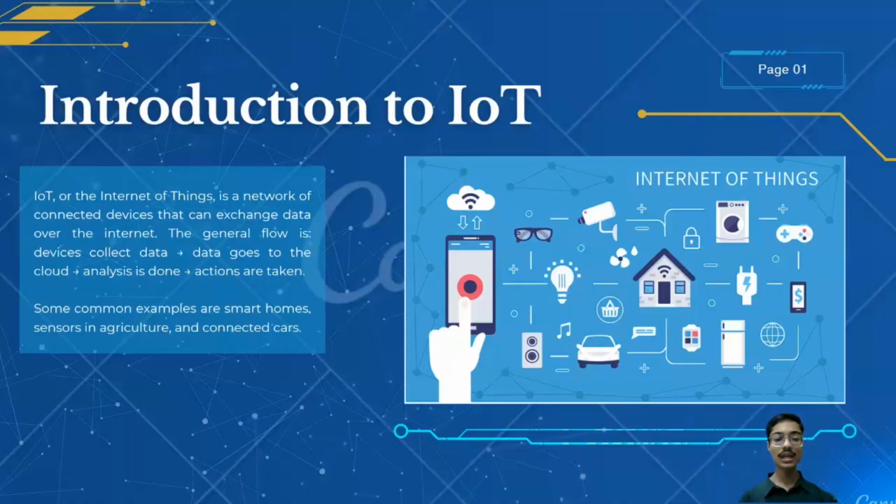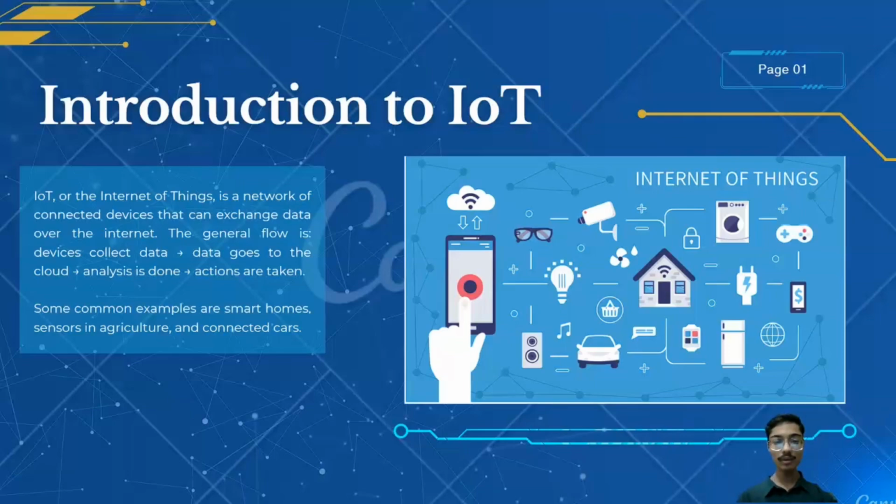For example, in a smart home, if a temperature sensor detects the room is too hot, it can send data to the cloud and the air conditioner will turn on automatically. In agriculture, sensors in the soil can send data about moisture level and the farmer can know exactly when to water their crops. So IoT is basically making devices smarter and more useful by connecting them to the internet.